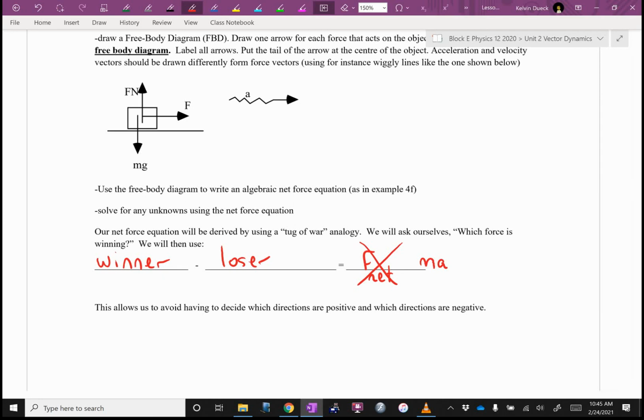This will allow us to avoid having to decide ahead of time which way is positive and which way is negative. Positive is going to be whatever makes the math nicer. In Unit 1 that we just finished, down was always negative. In dynamics, especially when there's more than one mass moving in different directions, up is positive, whatever makes the math nice.